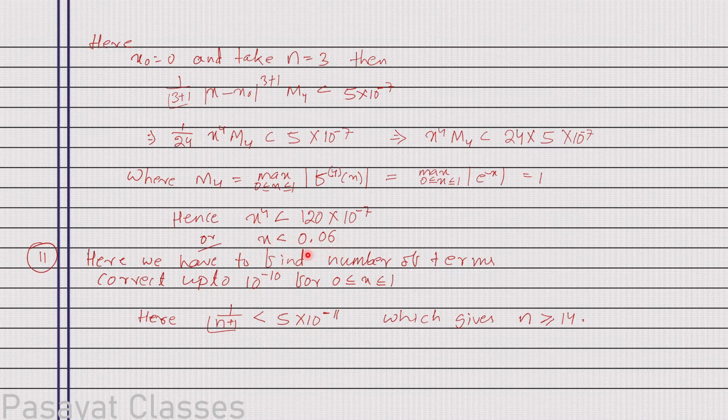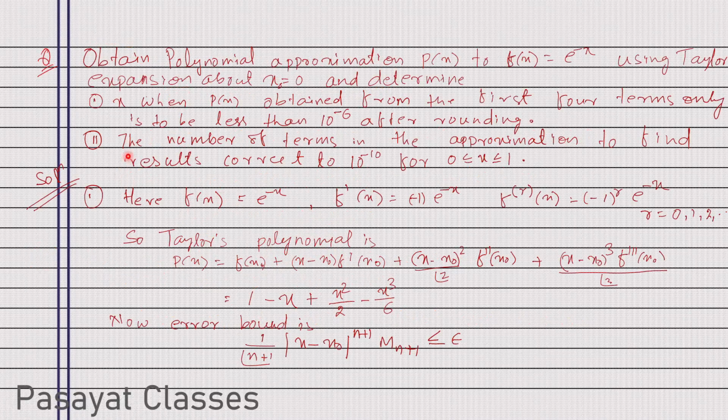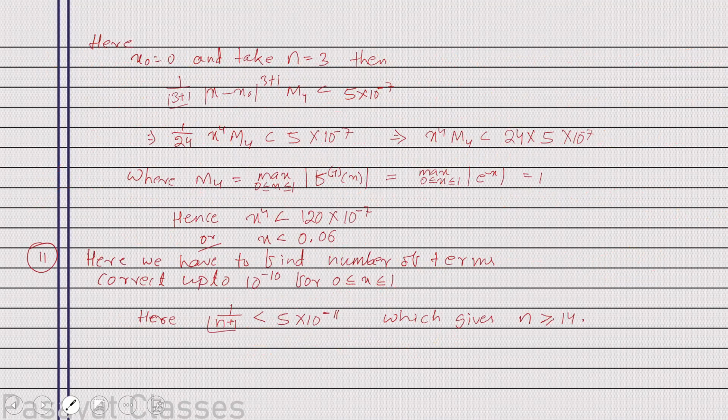Clear? Now come to the second bit. The second bit says to find the number of terms in the approximation so that the result is correct up to 10 to the power minus 10. So here we have to find out how many terms are required for this approximation, with the result correct up to the 10 to the power minus 10 place, and this x value lies between 0 to 1. Clear?